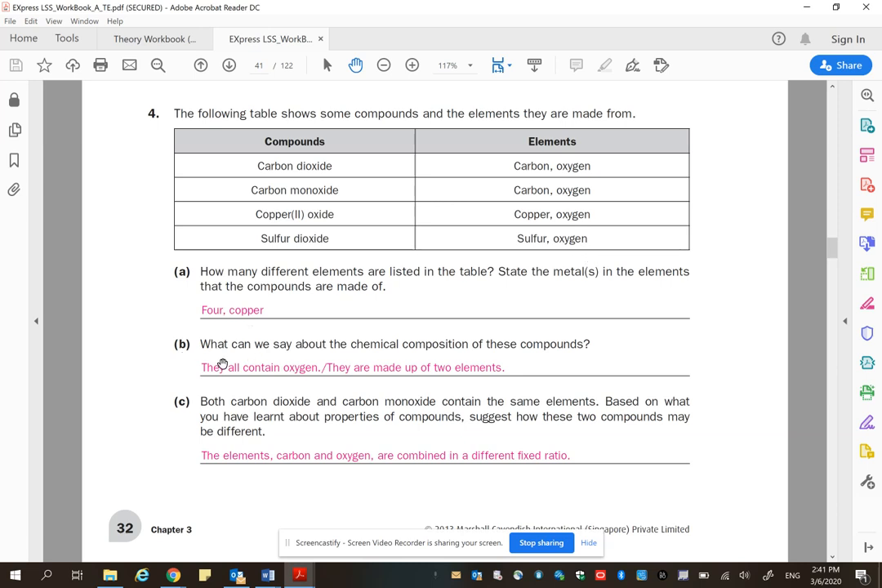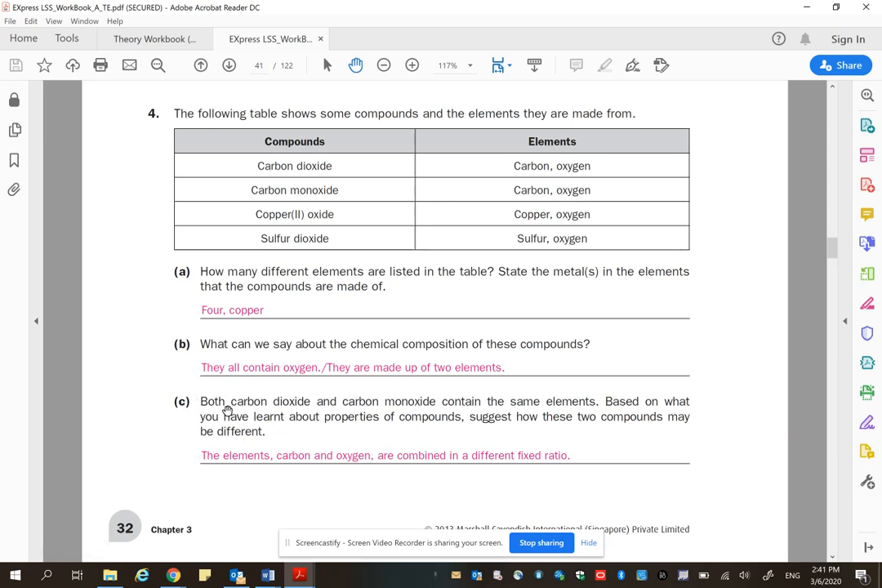Part B. What can we say about the chemical composition of these compounds? Okay, they all contain oxygen. Do you realize? You see, all of them got oxygen, right? So you can see they all contain oxygen. And you can also say they are made up of two elements. That means each of these compounds has two elements, copper and oxygen, two elements combined together.